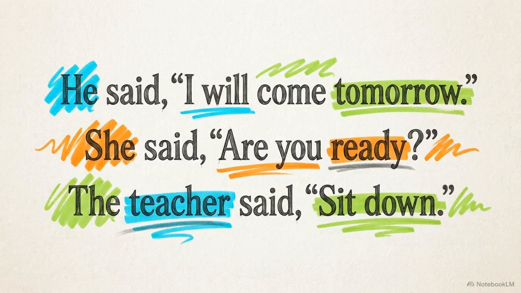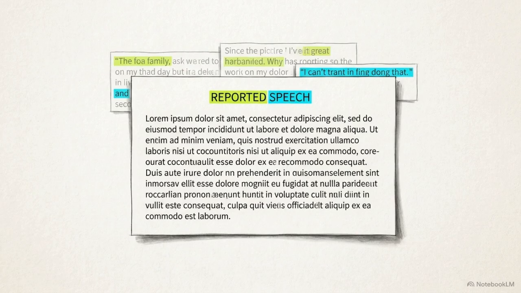We are going to work with these 3 sentences: a basic statement, a direct question, and a strict command. Our goal is to transform these isolated witness statements into a single, cohesive paragraph of reported speech. To do this, we will use a 5-step conversion checklist.